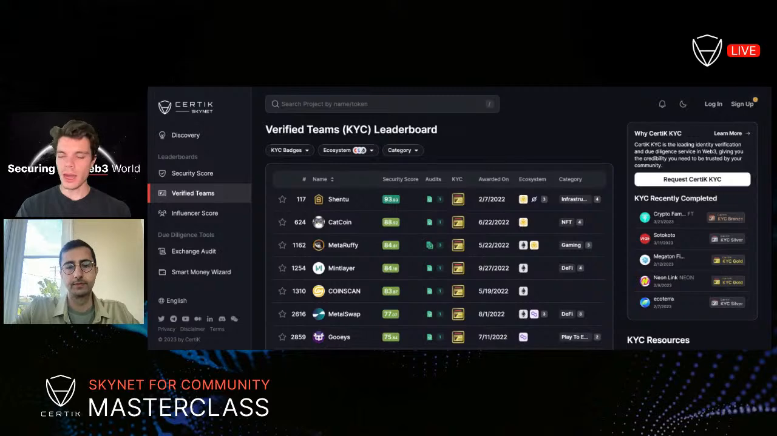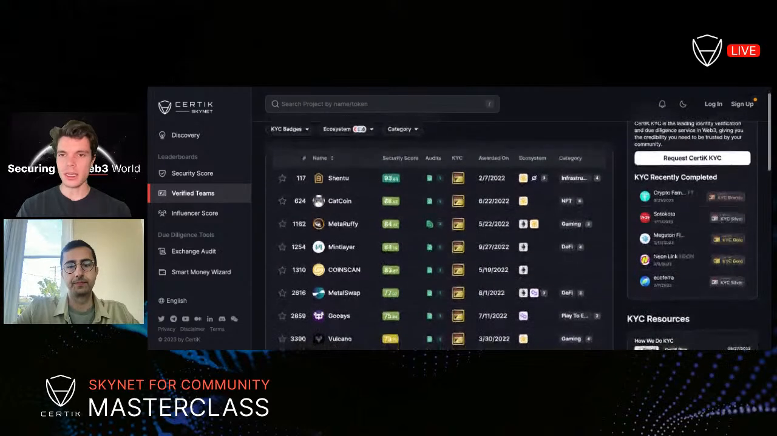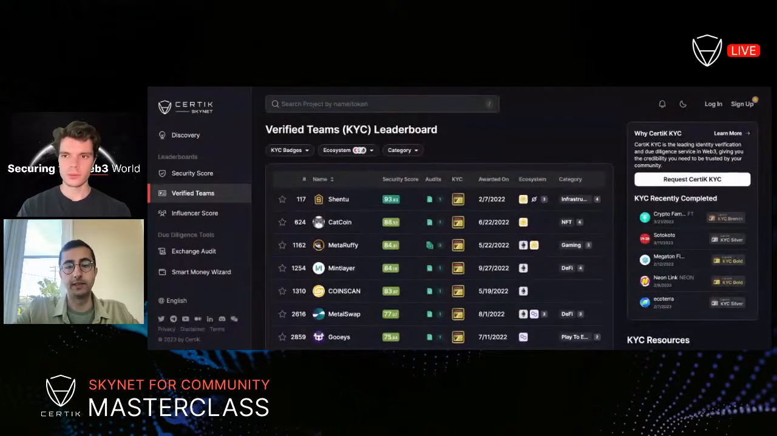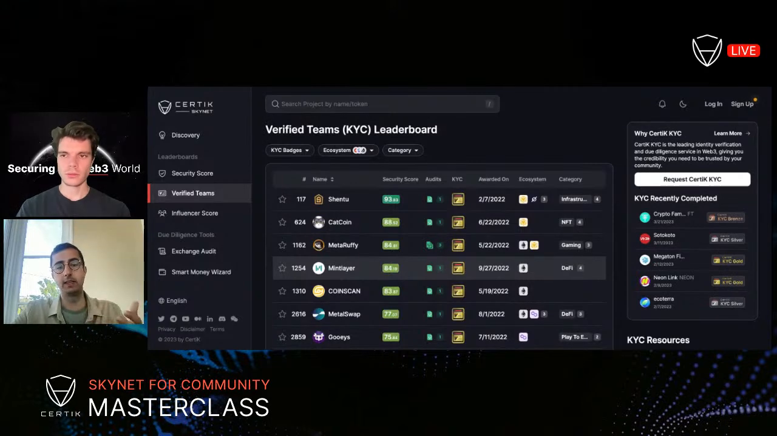So here we've got a ranking of KYC verified teams. Is that correct? Yeah, correct. So, as you mentioned, these are all teams that have gone through CertiK's KYC process, which is the most rigorous and prestigious process within the Web3 ecosystem. So these are teams that we vetted, we fully have verified their identities. And at the same time, they've taken additional measures to create some accountability for themselves.